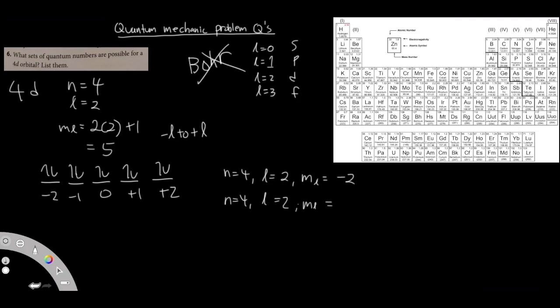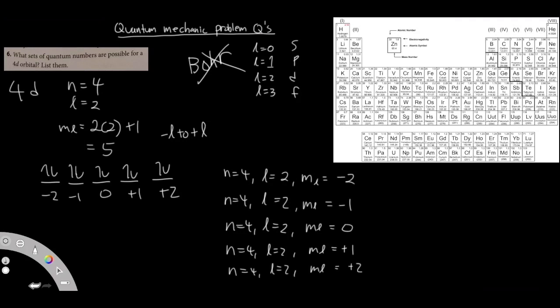n is equal to 4, L is equal to 2, ML is equal to, let's say, negative 1. Or we can do n is equal to 4, L is equal to 2, ML is equal to 0. We can also do n is equal to 4, L is equal to 2, ML is equal to positive 1. We could also do n is equal to 4, L is equal to 2, ML is equal to plus 2. Again, if you're moving around within whatever city you're living in, that would be your ML value. And we can list those.